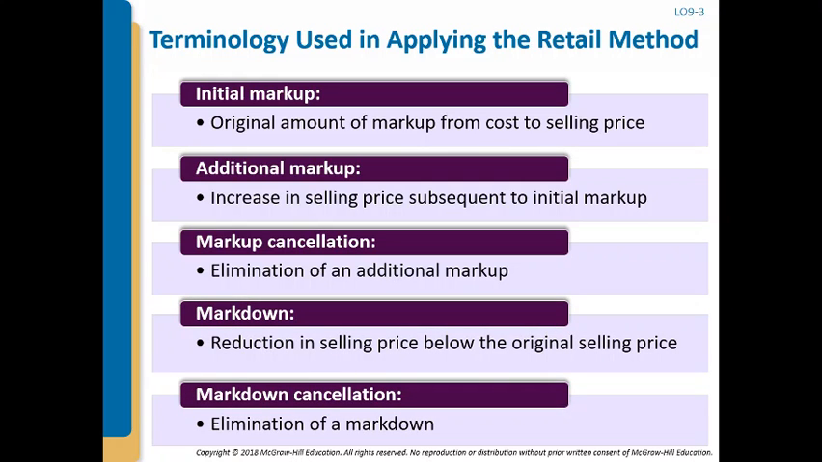Okay, we'll look at some examples here. Now, a markdown would be a reduction in selling price below the original selling price, and any markdown cancellation would be getting rid of the markdown below the selling price. But then again, that could be either all of the markdown or part of it, but it doesn't include any markup above the original selling price.